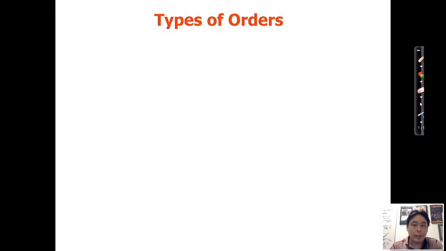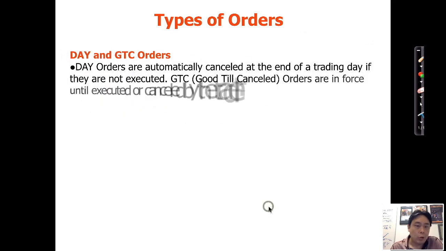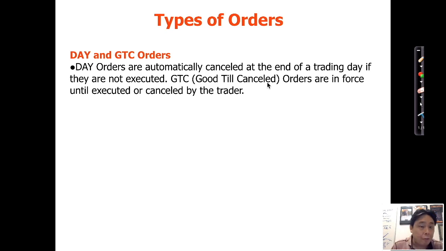All right, so the next thing that you need to do when you place an order is to specify if it is a day order or a GTC order. A day order is an order that's automatically cancelled at the end of the trading day if the trade is not executed. On the other hand, a GTC or good till cancel order will remain in force until it is executed or cancelled by the trader. So when I place an order, I always place a GTC order, good till cancel, because I want my stop loss and my target price to be there all the way until one of them is hit.